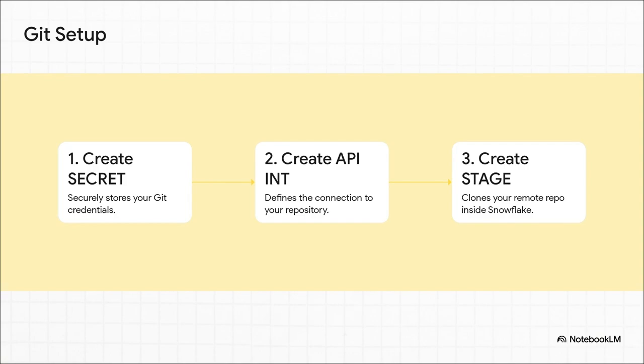You create a secret to securely store your Git credentials, then an API integration to point to your repo, and finally, a Git repository stage. Think of this stage like a local clone of your remote repo, living right inside Snowflake.